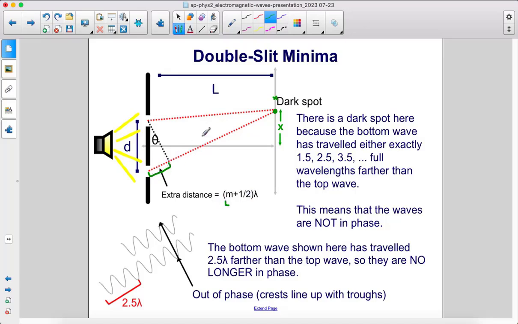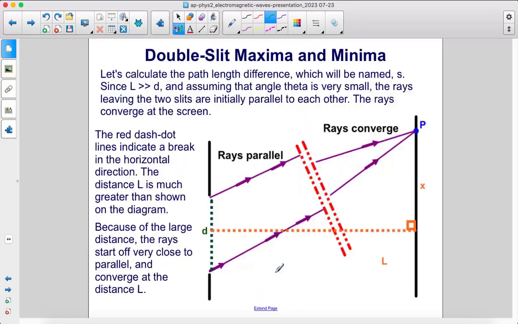So this means the waves are not going to be in phase anymore. Here is a little close-up where this bottom wave has traveled 2.5 wavelengths farther than the top wave. So now this crest is lined up with a trough and we get destructive interference. They are now out of phase by the time they reach this point here. And then they travel the same distance after that, but now they're out of phase.